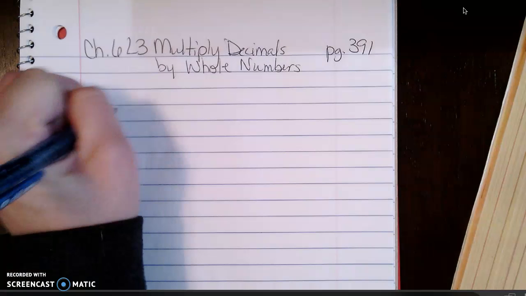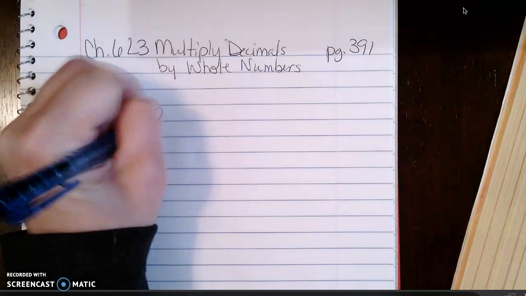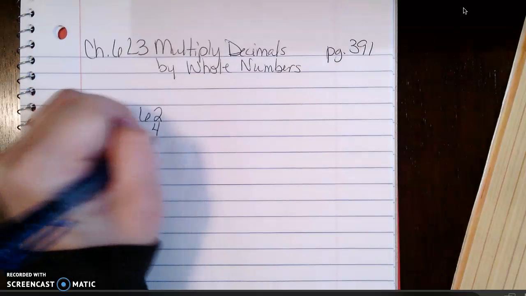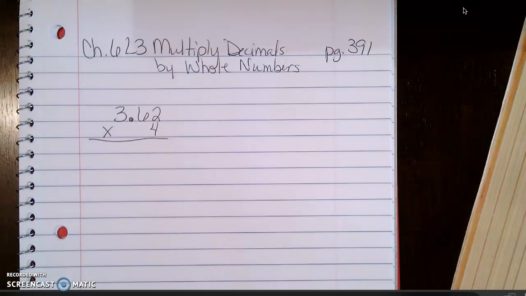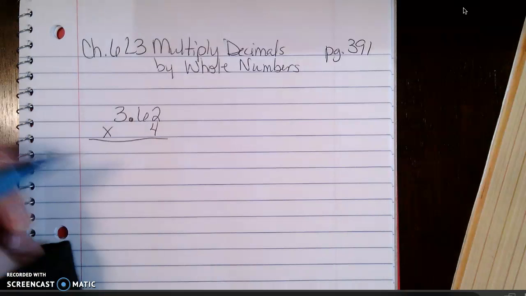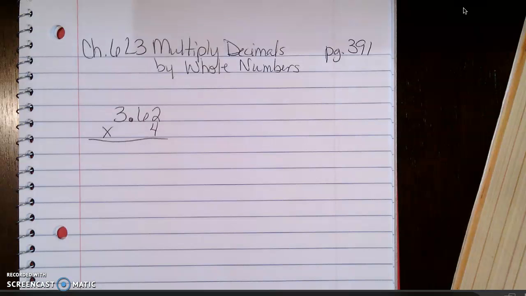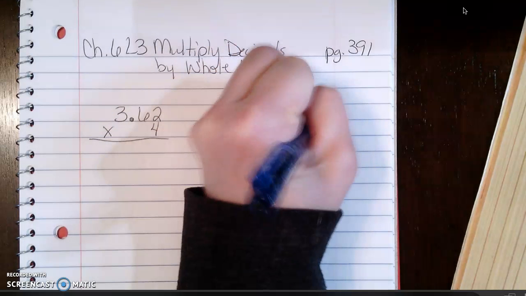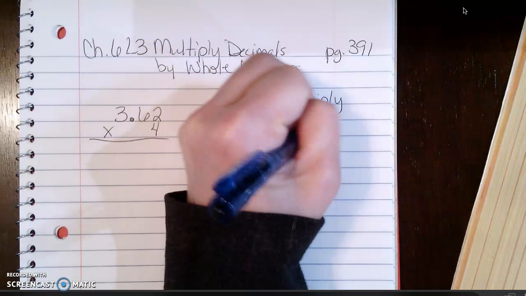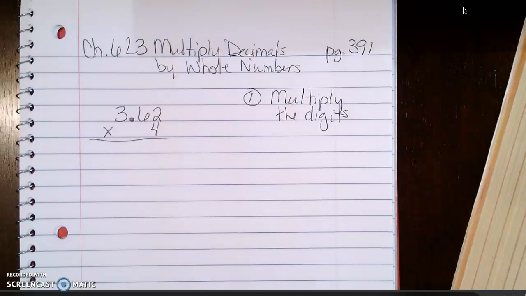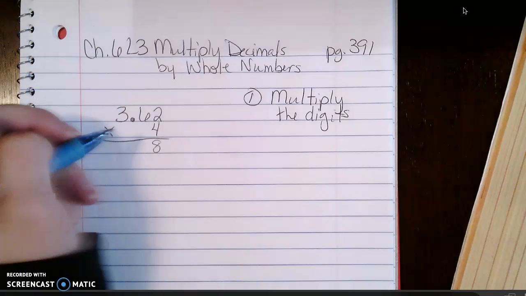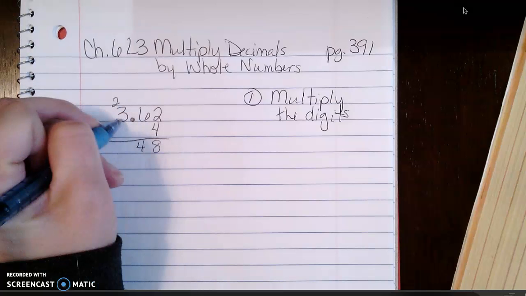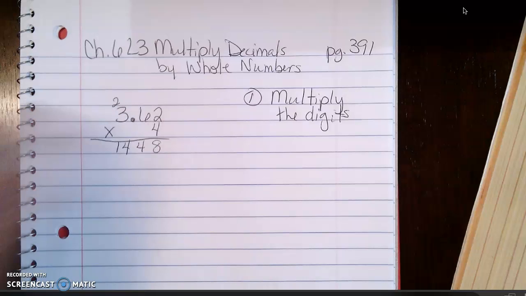So I'm going to write my 3 62/100 times 4, because it is 4 feet by 3 62/100 feet. And I'm going to write it like that. And to begin with, I'm just going to ignore the decimal, and I'm going to multiply. So step 1 is just going to be multiply the digits. I'm just going to ignore the decimal point for now. So 4 times 2 is 8. 4 times 6 is 24, carry the 2. 4 times 3 is 12, plus 2 is 14.